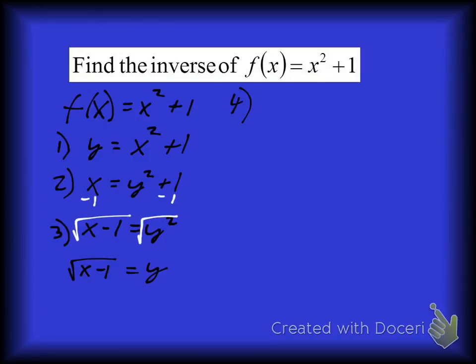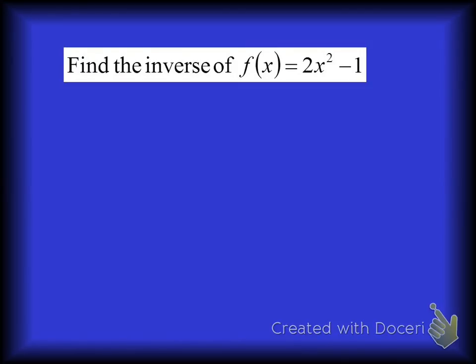And then step 4, rewrite f negative 1 of x equals the square root of x minus 1. Next problem: f of x to y. Switch x and y. Now what? Switch. Plus 1, add 1.